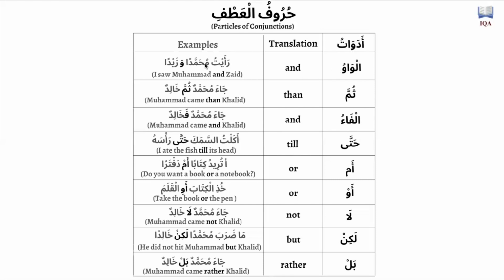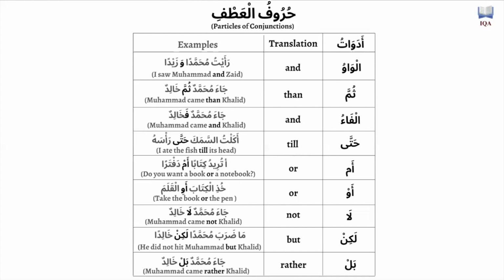The wow does not indicate time and does not indicate order. So it does not indicate that there was an order between me seeing Muhammad and me seeing Zayd, meaning that I could have seen Zayd first and then Muhammad. It doesn't point to an order. And likewise, it doesn't indicate a time frame. So it doesn't indicate whether I saw Muhammad and then 2 days later I saw Zayd, or whether I saw Zayd first and then a few seconds later I saw Muhammad. So the wow does not indicate in any shape, way, or form, order or time.